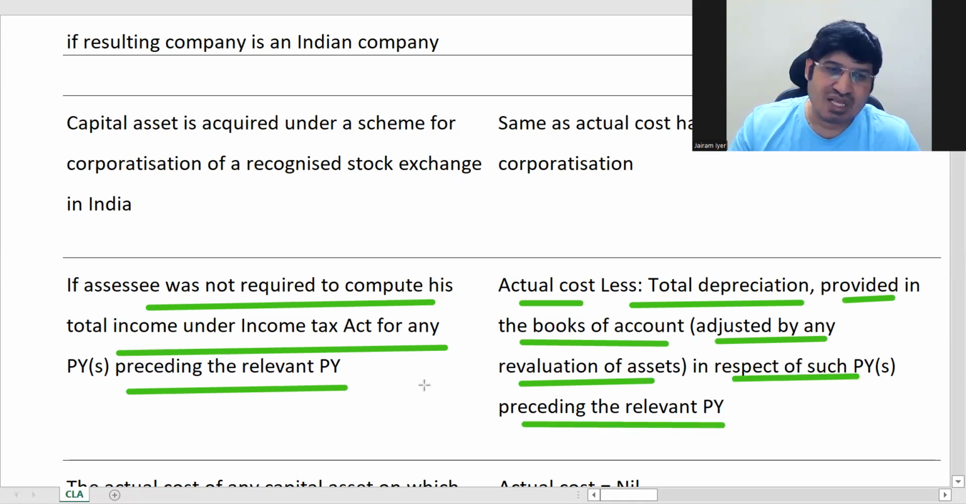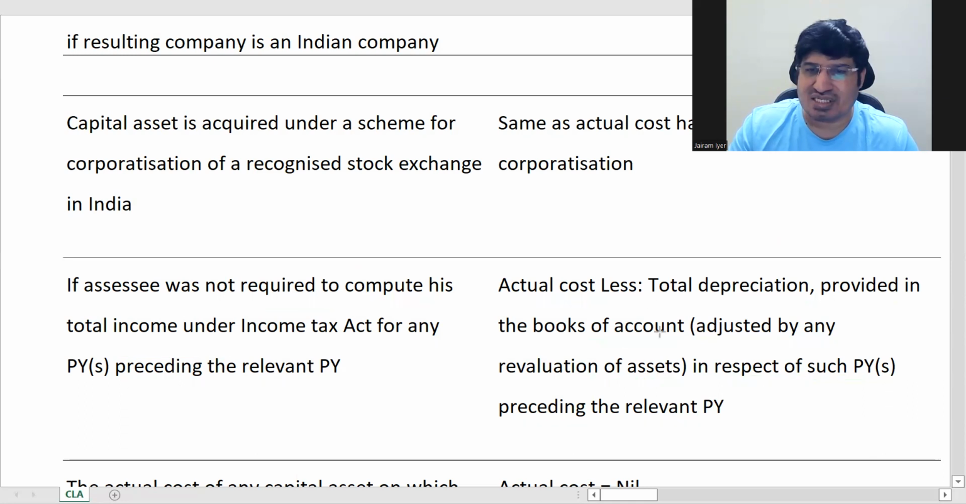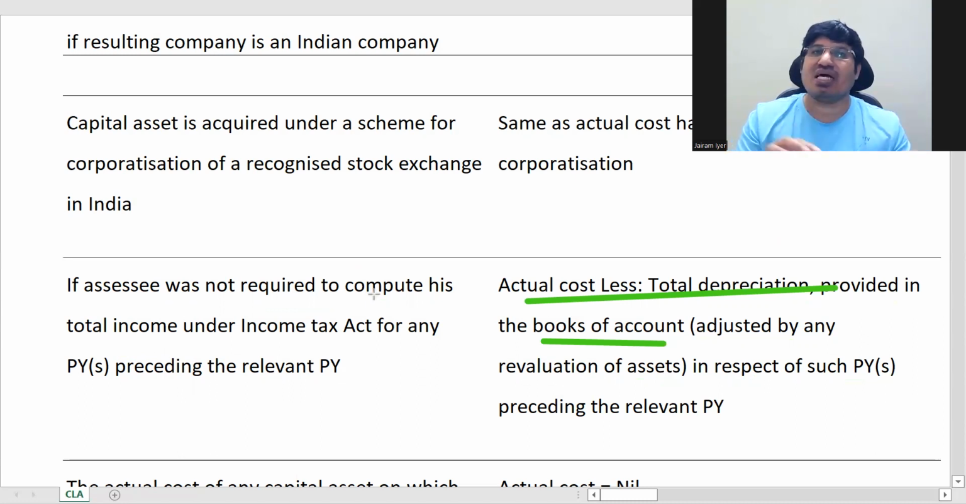Then basically, if an SSE is starting a business now, and previously there was no requirement to compute income, then what you have to do for his assets is just take actual cost less depreciation which he has provided, no notional depreciation here. What he has provided, that you have to give. If his business was there but he did not need to provide depreciation, then take whatever he has provided in the books. If he did not provide, then take it as zero.